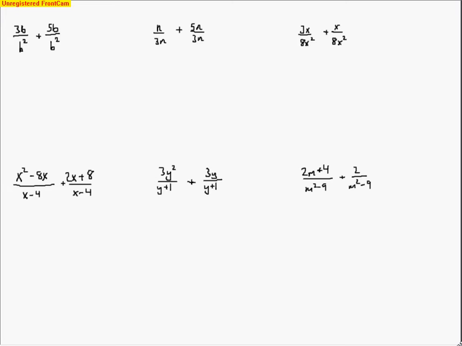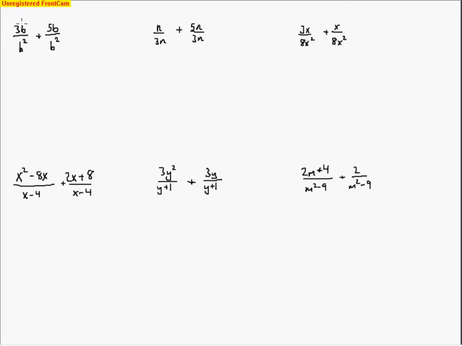Today we will be adding rational expressions. They will have the same denominators, so it won't be too bad. It'll get a little bit tougher when the denominators are different. So all we're going to do when we add fractions, again, you've got to have the same denominator, and you'll notice that all the problems in today's lesson do have the same denominator.